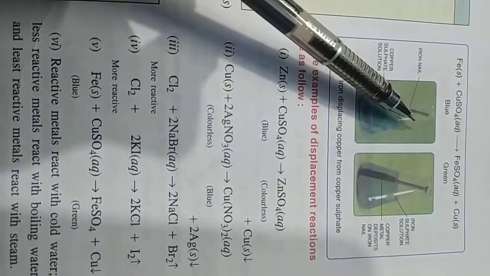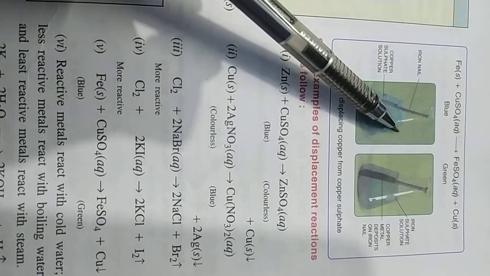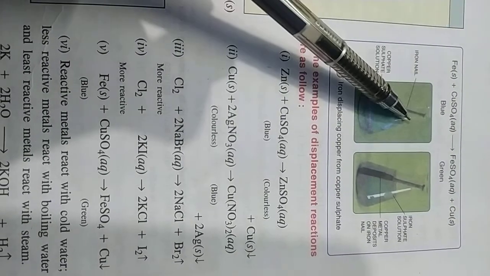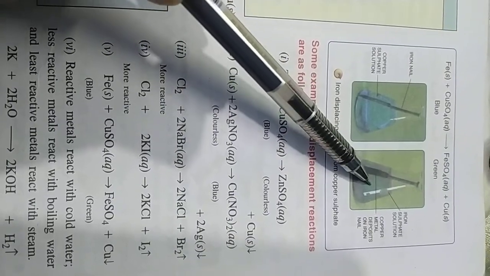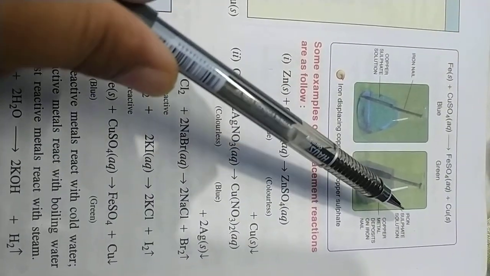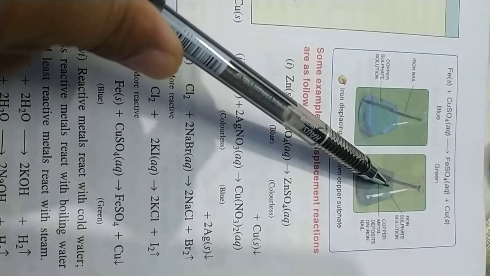So the color change is also there. The copper sulfate, which is blue, changes into ferrous sulfate solution, which is green. So this can be very clearly seen as how a displacement reaction takes place.